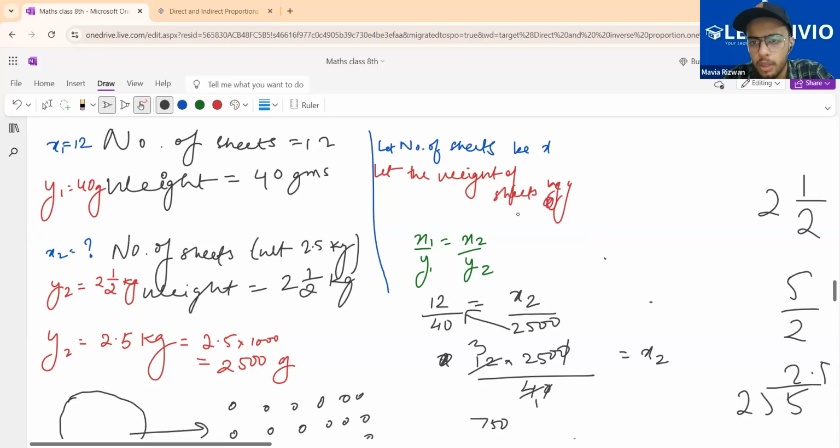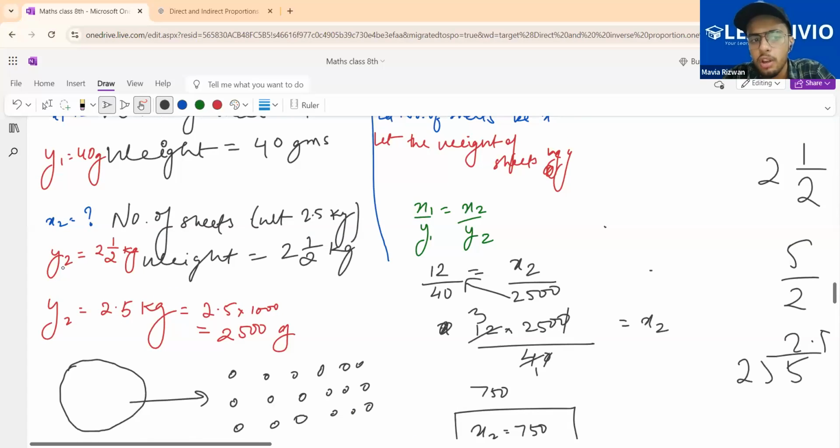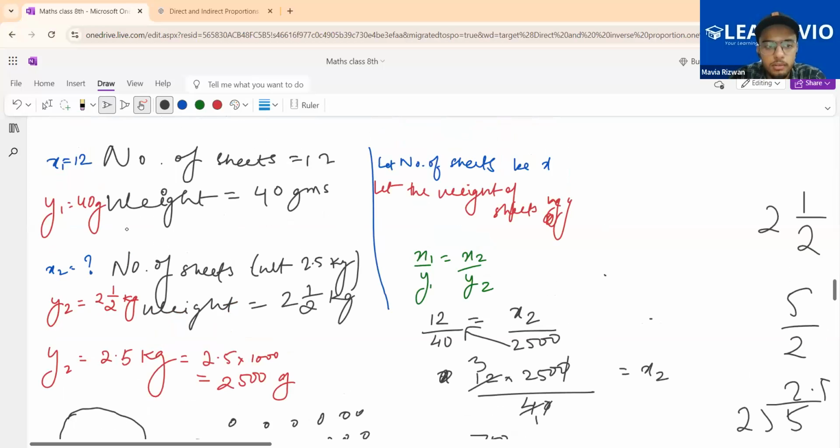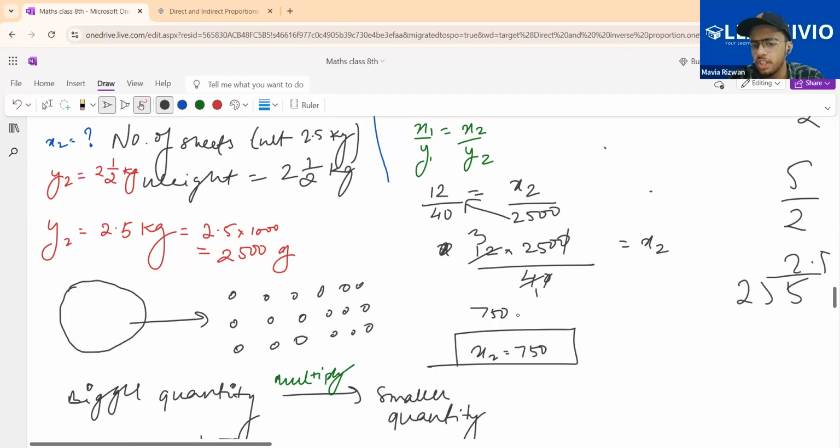Okay. Now, we have to put them in the formula, but we cannot put them in the formula directly. Why? Because the same type of quantity should have the same unit also. In Y2, we can see it is in kilograms, but in Y1, it is in grams. So we converted kilograms into grams, which came out to be 2,500 grams. We multiplied by 1,000, and then we got the answer that X2 is equal to 750 sheets.